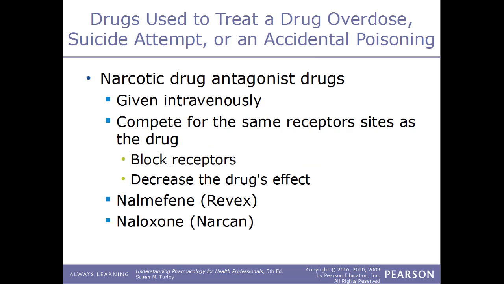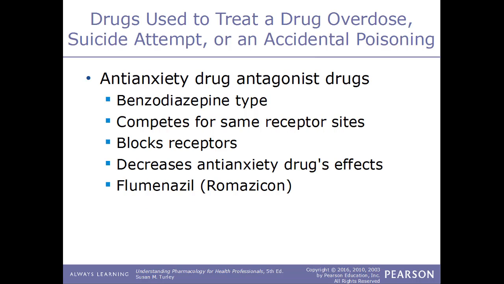When it comes to antagonist drugs, it will vary depending on what type of drug was ingested or what is causing the poisoning. For a narcotic drug antagonist, this would be given intravenously. The drug acts by competing for the same receptor sites as the drug. So by doing so, it will block the receptors, therefore decreasing the drug's effect. Some examples of this kind of drug would be nalmefene, also known as the brand name Revex, and naloxone, also known as Narcan.